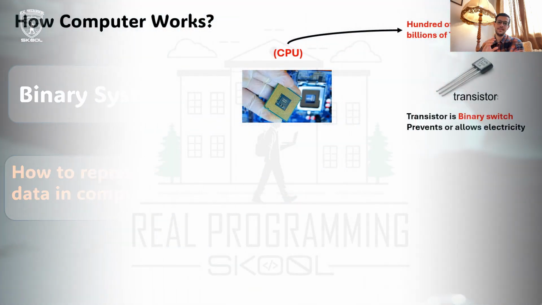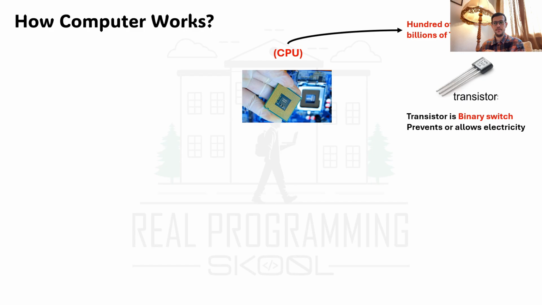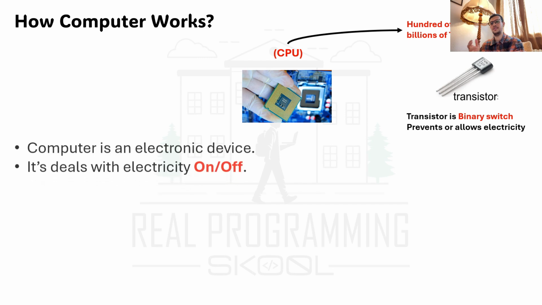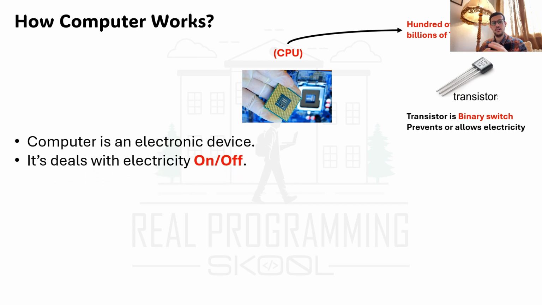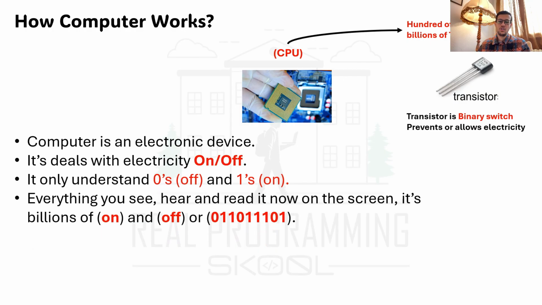Before we understand how to represent data in a computer, we should understand how a computer works. From the previous video, we explained that the computer is an electric device and it deals only with electricity, on and off. The CPU contains billions of transistors, and a transistor is a binary switch that prevents or allows electricity. So the computer only understands zeros and ones. You should keep this in your mind, please, and don't forget it.